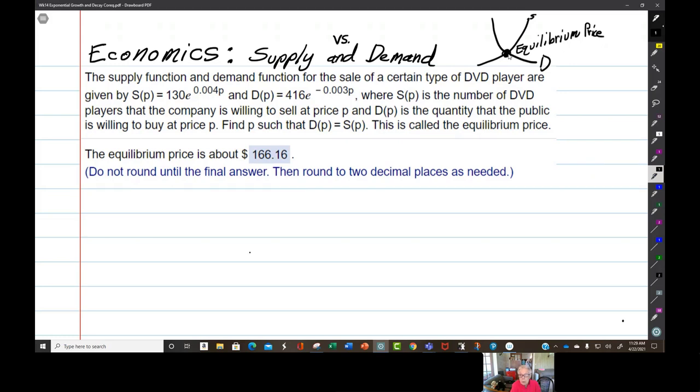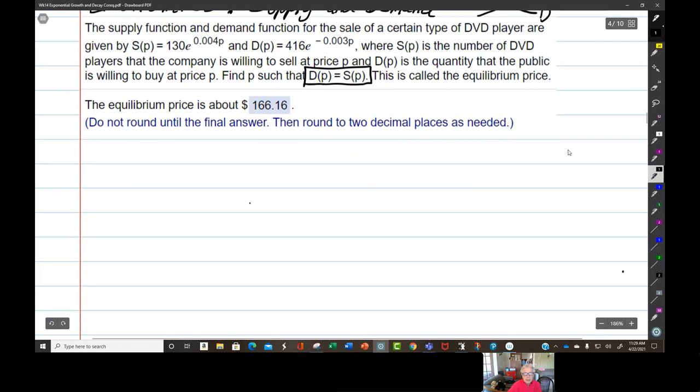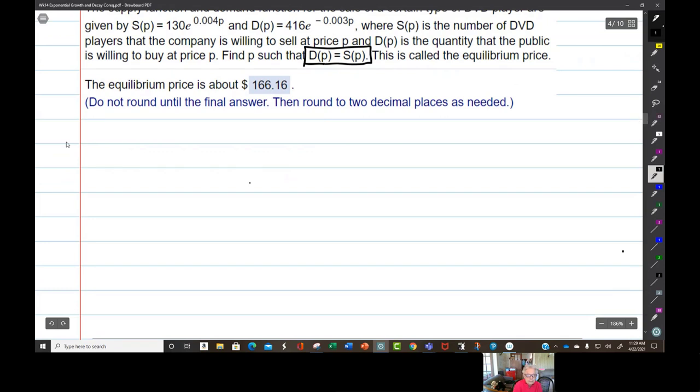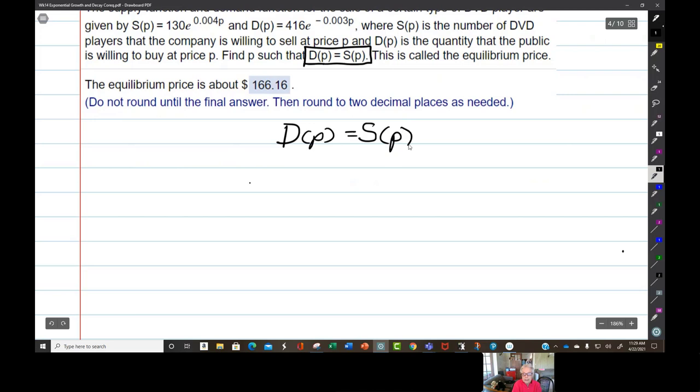So to be able to find that point of intersection, we have to set D of P, and it tells you how to do it. Find P such that D of P equals S of P. So they're not expecting you to just know this, thank goodness. So we're going to do exactly what they say. We're going to have D of P, that is the demand at the equilibrium price, equals the supply at the equilibrium price. Where the price is the same, that's why it's the equilibrium price.